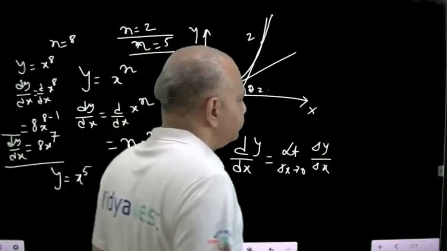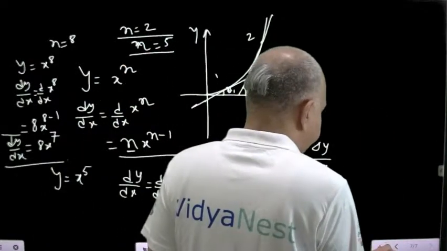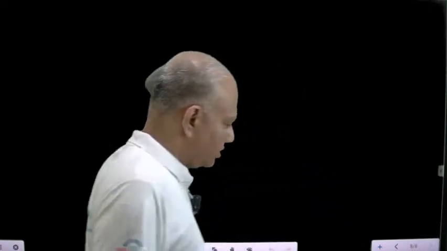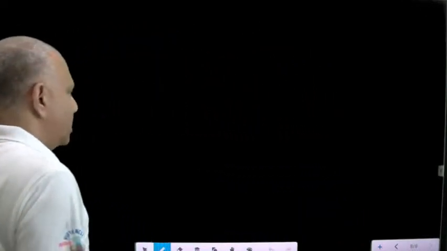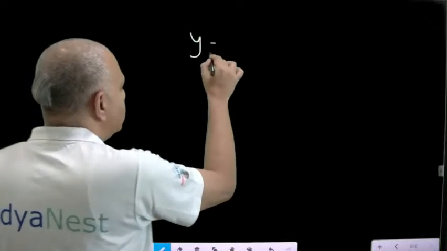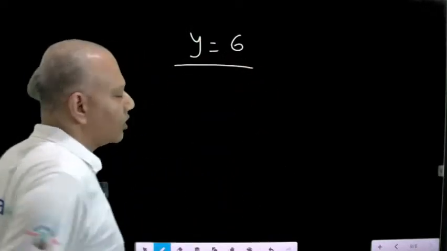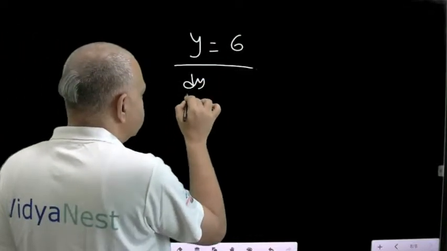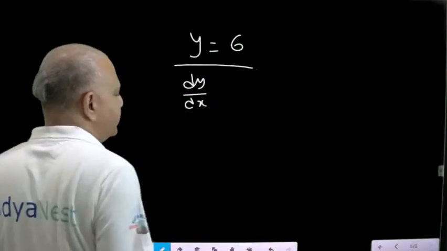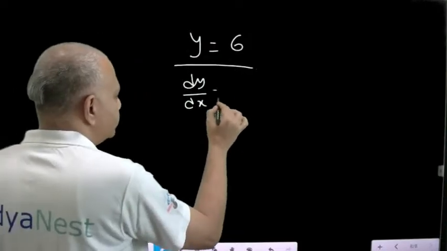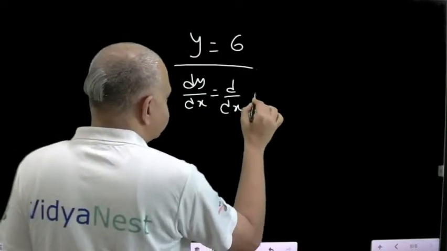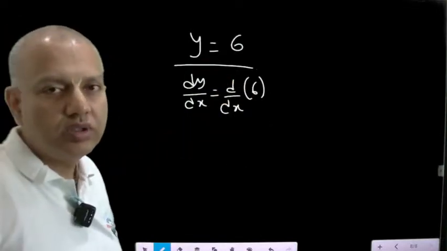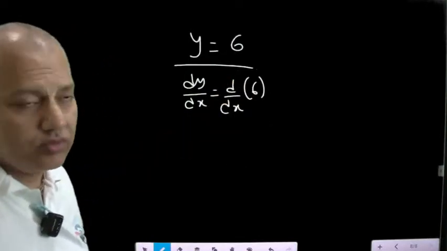Just like, suppose y is equal to 6. Y is equal to 6. Right. Then dy/dx, d/dx of y. Then what to do? d/dx of 6. 6 is a fixed value. 6 is not a variable. It's a fixed value. Y is a variable.